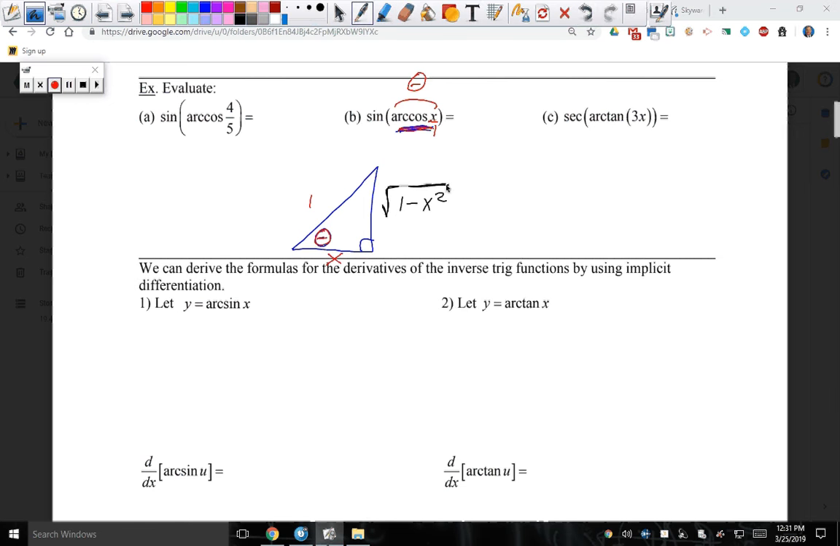Okay? Now, what is the sine from here if you were to put your body right there? Yep, opposite over hypotenuse, because that's SOHCAHTOA. So it'd be the root of 1 minus x squared over 1, done. Okay? And then we'll do one more.